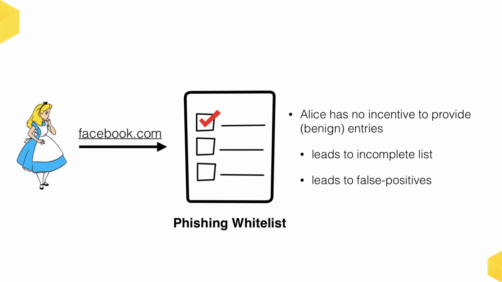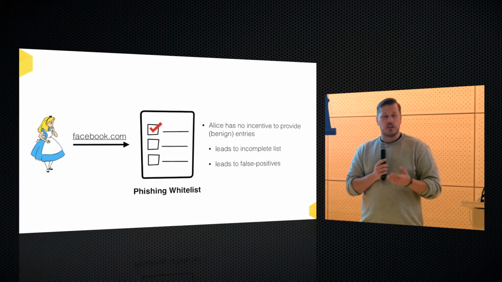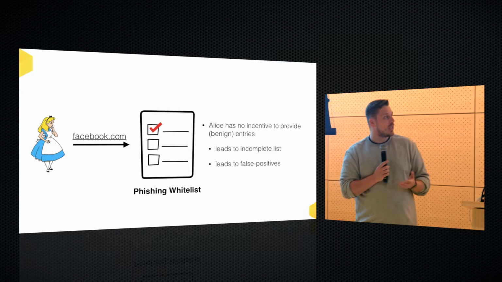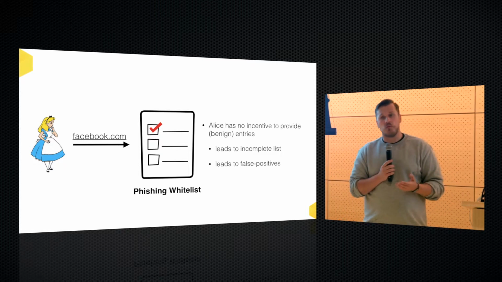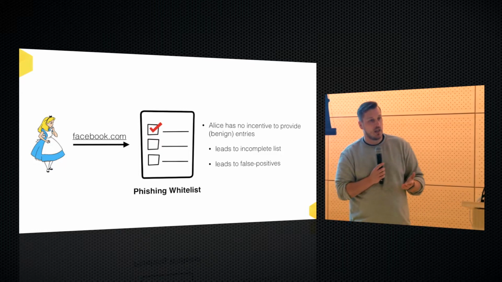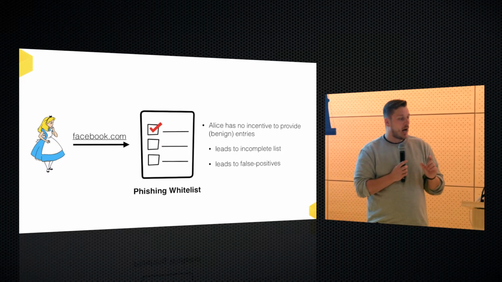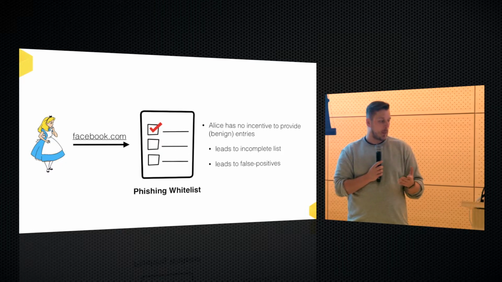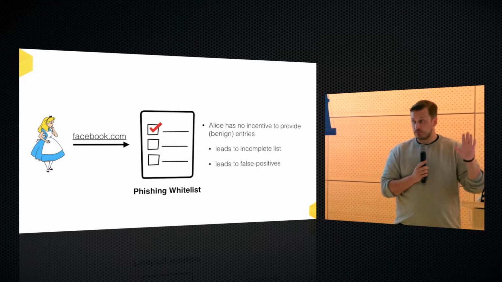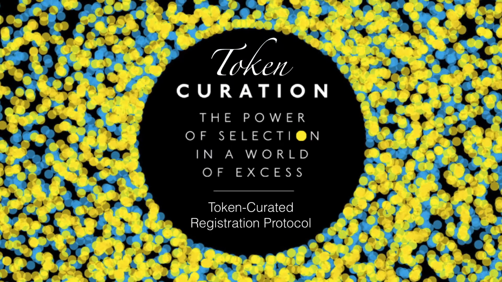And another problem is, say, assuming Alice had a bad day, and just thinks that she can spam the list with fake or bad entries. And so the result of that protocol is that it may lead to a high false positive rate. Yeah, got it? Good.